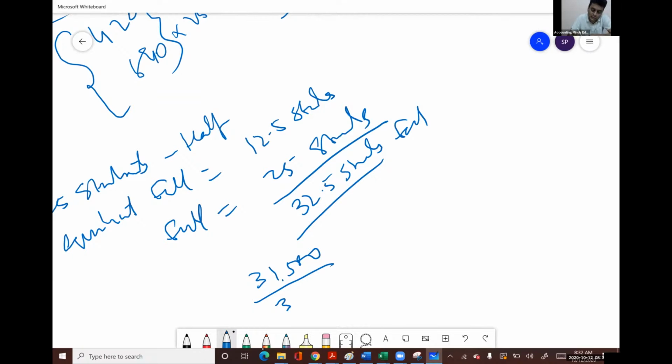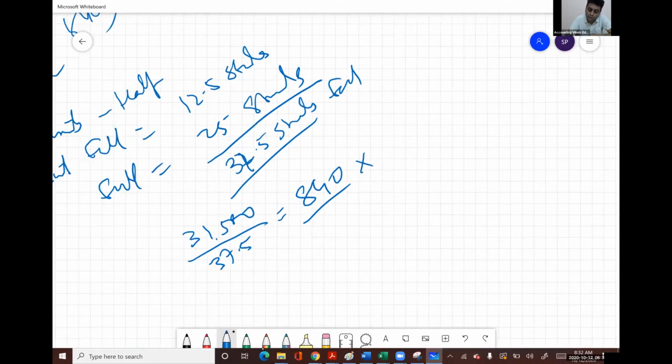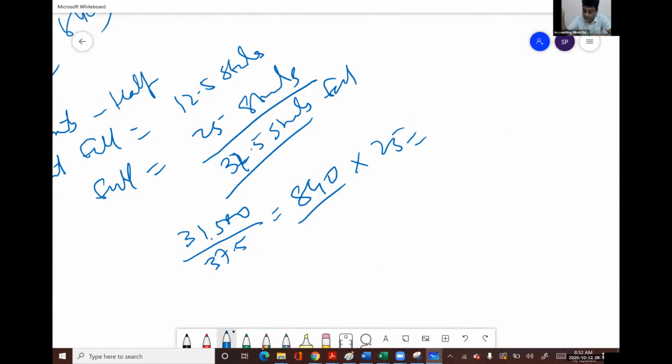How is this 37.5? 37.5 is how much? Yes, guys? 840. Make sense? So for full students, definitely I'll have to charge 840. How many full students are there? 25. And for the half students, like Nitya said, sir, half only I should charge, 420 into 25. Are you getting it, guys? Nitya, you're following this?